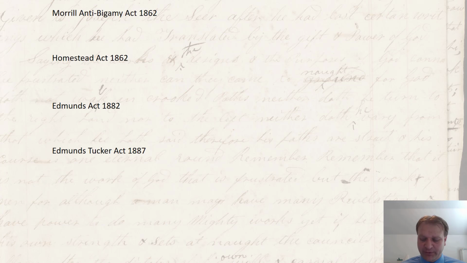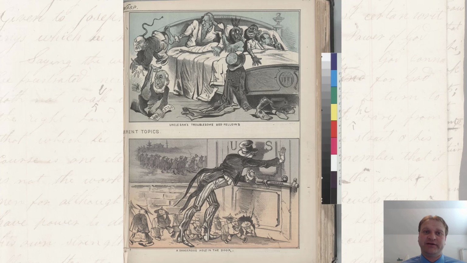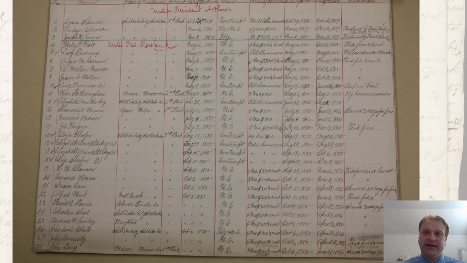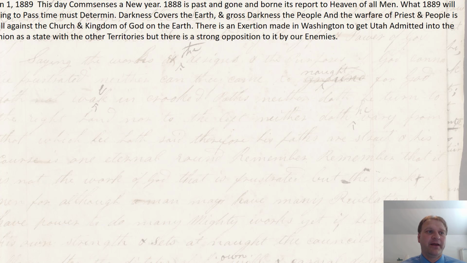And it's at this point that Wilford Woodruff, I mean, you get a sense of what he's feeling in 1889. Just before the manifesto, the official proclamation, is issued, he talks about 1888: "It's past and gone, it's borne a report to heaven of all men. What 1889 will bring to pass must determine. Darkness covers the earth, and gross darkness the people, and warfare of priest and people is still against the church and the kingdom of God on earth. There's an exertion made in Washington to get Utah admitted into the Union as a state with other territories, but there is a strong opposition to it by our enemies."